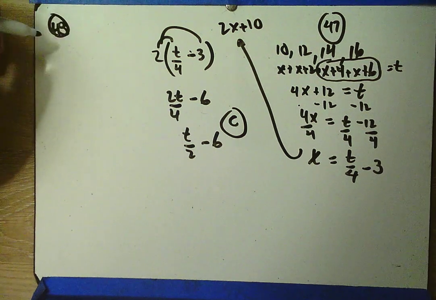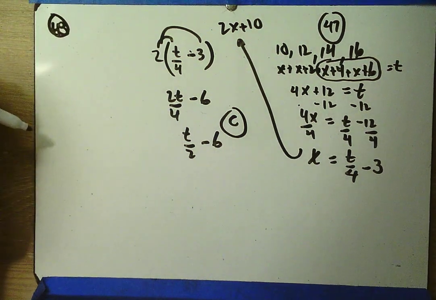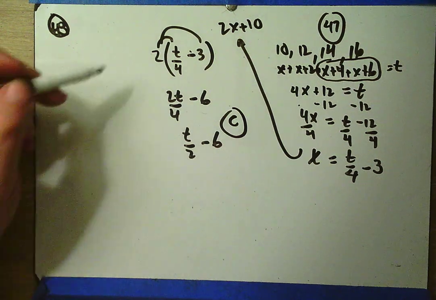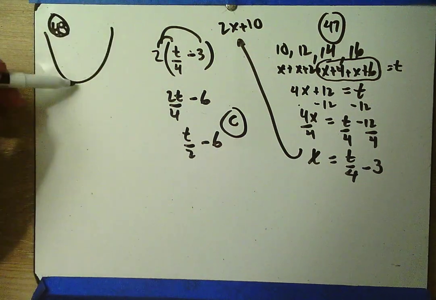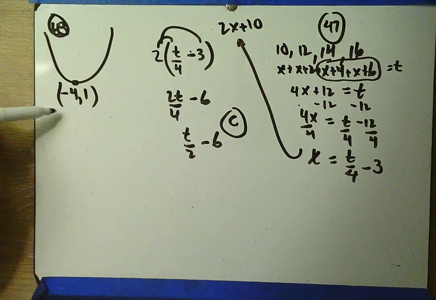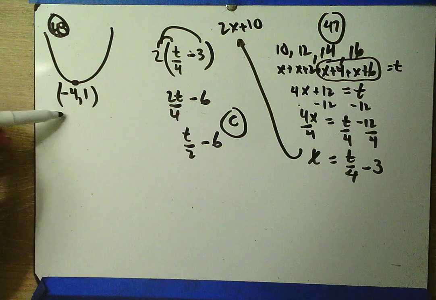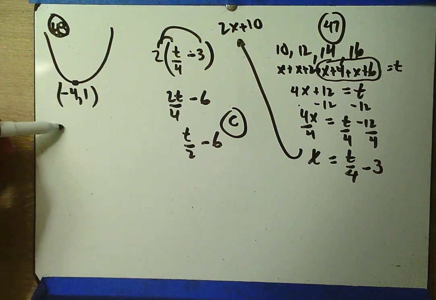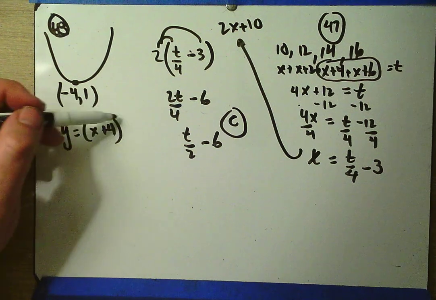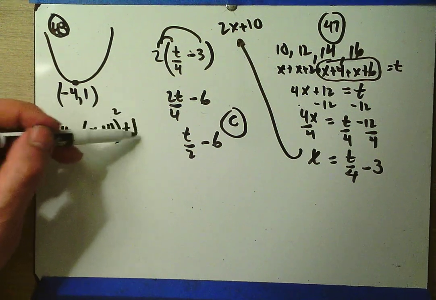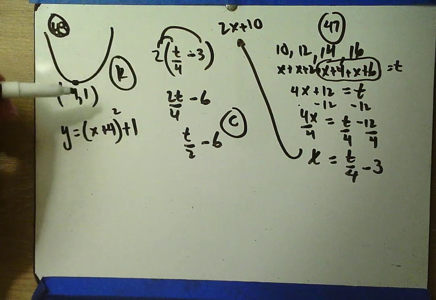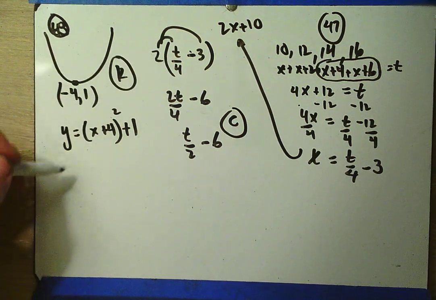48. We spent a lot of time doing transformations this year. We're transforming y equals x squared so that our vertex is located here at negative 4, 1. This means we're going to shift left 4 and up 1. So y equals x plus 4, inside is opposite land, squared, shift up 1. That's why K is the answer to number 48. 49.